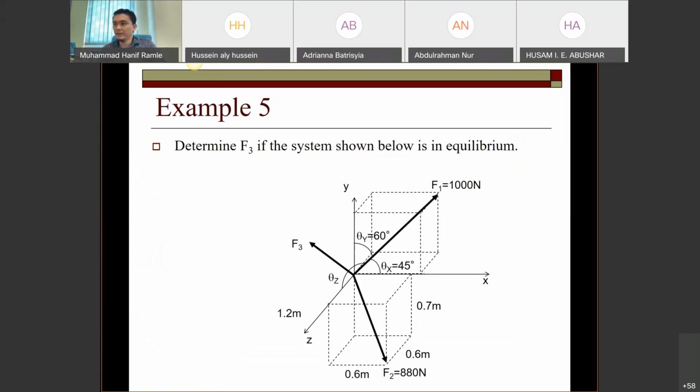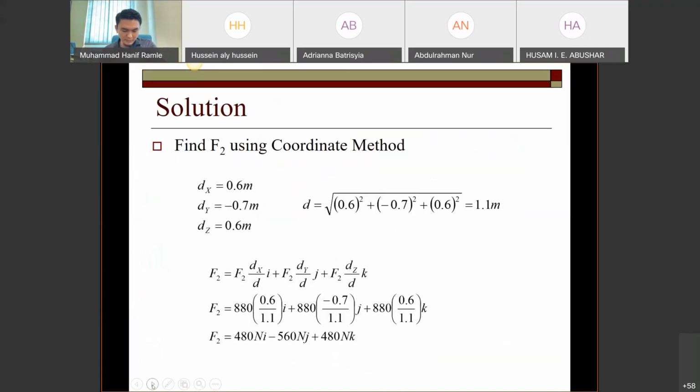So you have to substitute those values into the equation. You will get the final answer of F2 in terms of IGK form like this. The equation of the coordinate system is this one. Substitute all the dx, dy, dz, d, and also F2 into the equation. You will get the final answer. Okay, easy, right?